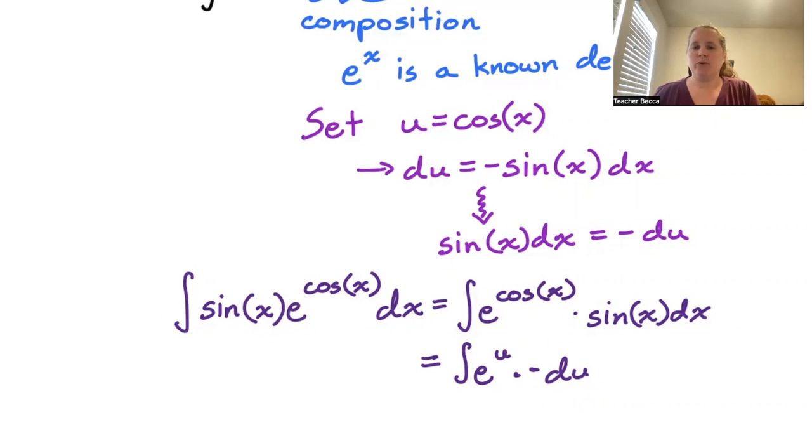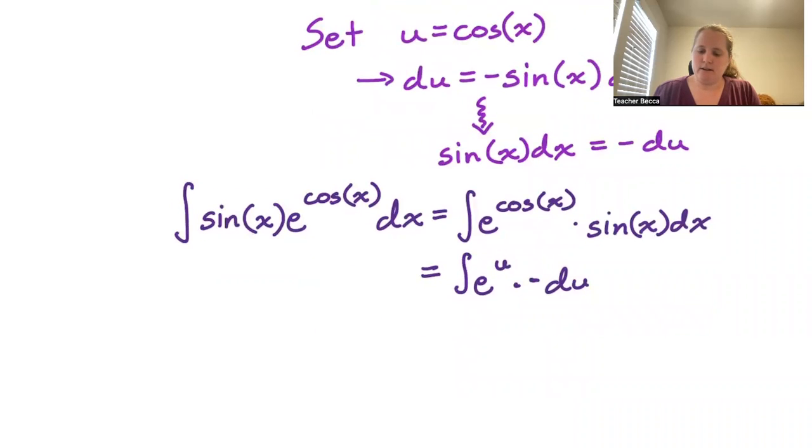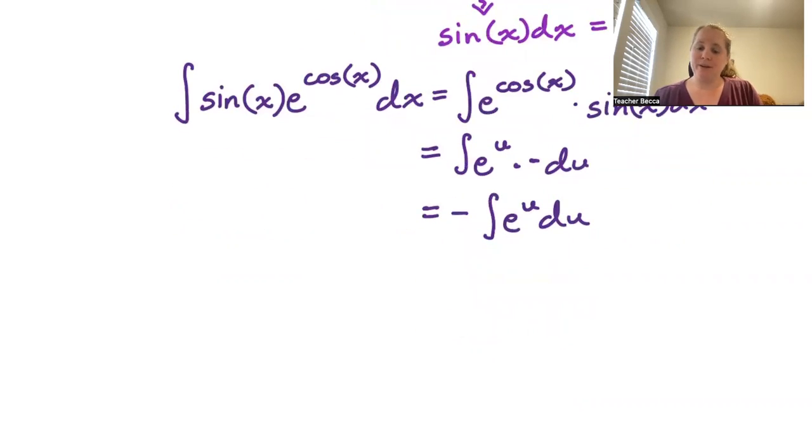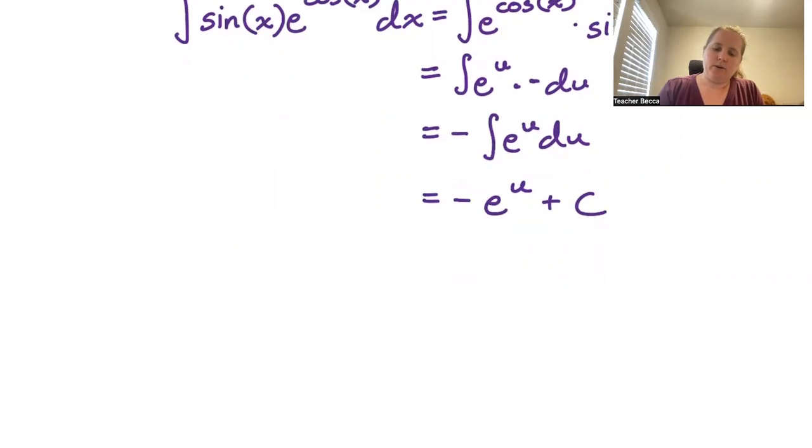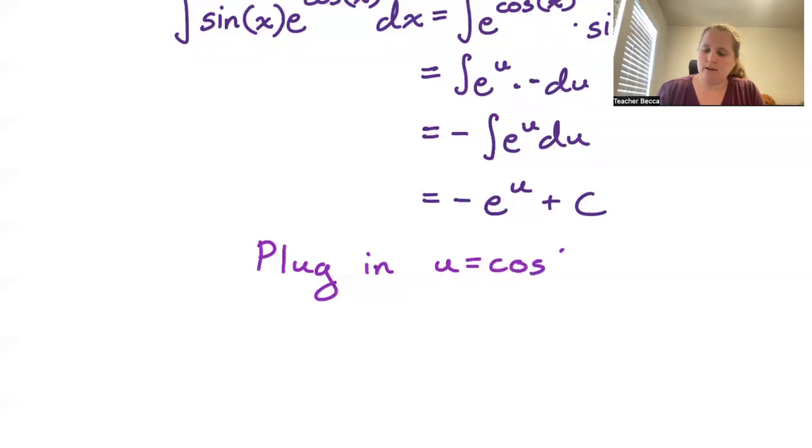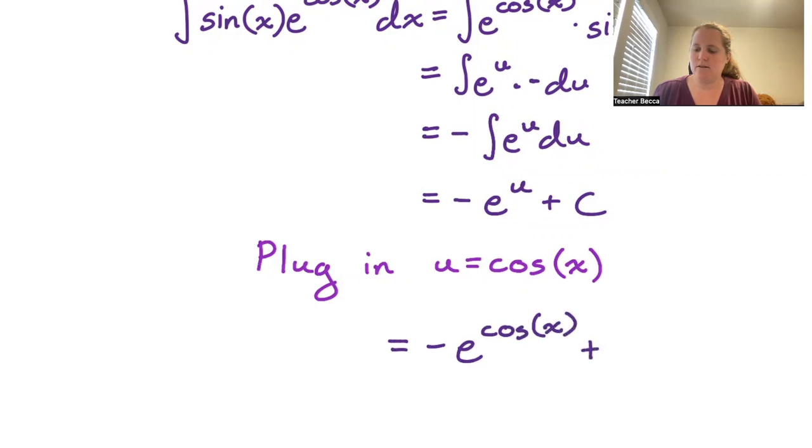All right, so at this point, we are essentially looking at negative times the integral of e to the u du. This, of course, is an integral we know. We just wind up with negative e to the u plus c. At this point, we just go ahead and plug it back in the fact that u was equal to cosine of x. And so we wind up with that our integral is equal to negative e to the cosine of x plus c.